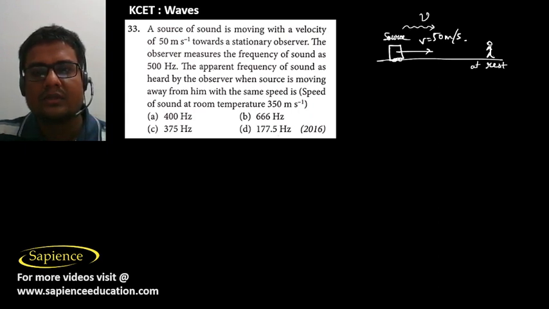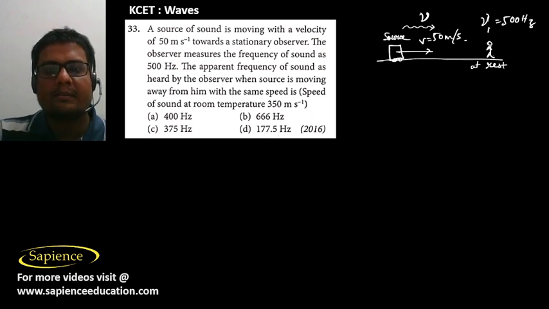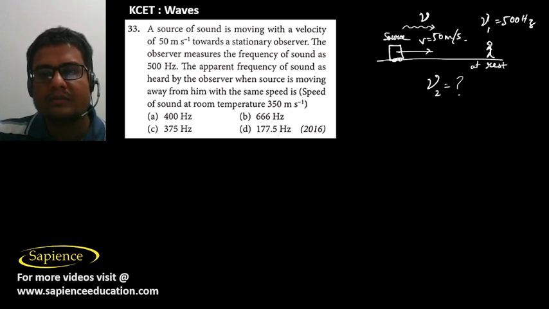The observer measures the frequency of sound. Suppose the actual frequency is nu, and the apparent frequency of the sound which is measured by the observer, nu one, is 500 Hz. Then what is the apparent frequency of sound as heard by the observer when the source is moving away from him with the same speed v? Speed of sound at room temperature is 350 meter per second. So speed of sound u is given as 350 meter per second.